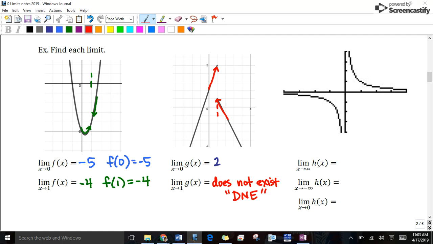Okay, last one here. This last function looks like some sort of rational function to me with asymptotes, maybe a vertical asymptote for x equals 0, horizontal asymptote for y equals 0. I would like to find the limit as x approaches infinity. Now, hopefully you realize that when x is infinity, we're all the way at the right side of the graph, and there's no way to approach it from both left and right. You can't come in bigger than infinity. So I'm just going to think about my function heading out towards infinity.